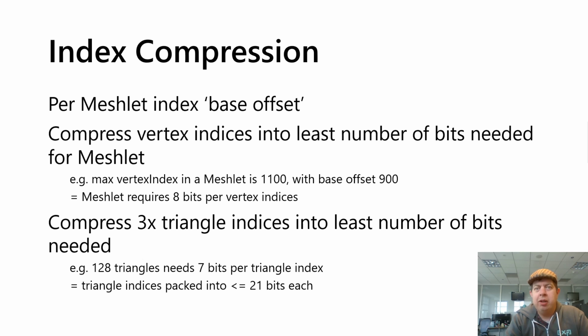And then, of course, we have the triangle indices. So if you have 128 triangles, you need 7 bits per triangle index. So that's going to compress down to 21 bits each, which is a lot less than a 32-bit DWORD. So it's easy to see where the opportunity for compression comes.